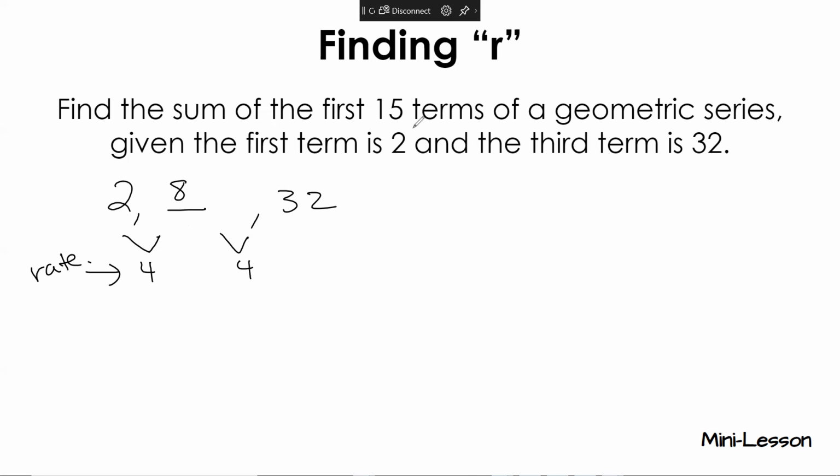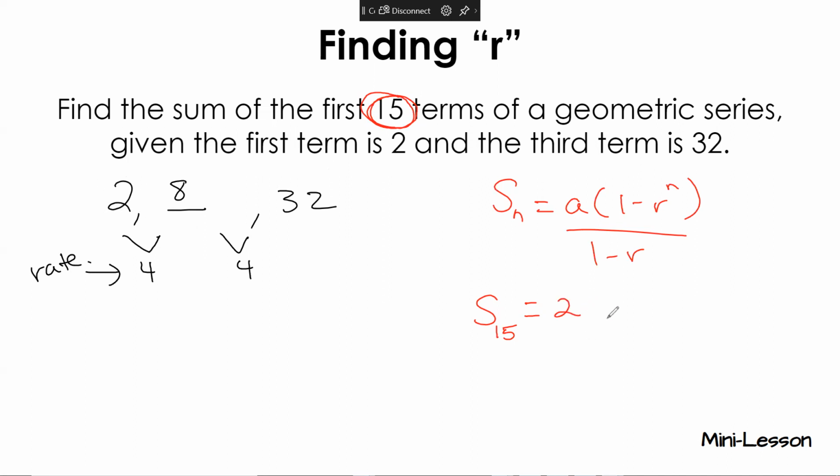All right, so now we're going to substitute all of our information into our equation. So how many terms are we trying to find? Okay, so this is going to be S sub 15, because there's an n right here, is equal to, what's our initial? 2. And we're going to have 1 minus, what was our rate? 4. And we're going to raise that to the 15th power. And we're going to divide it by 1 minus 4. So I'll give you a second to write that down.